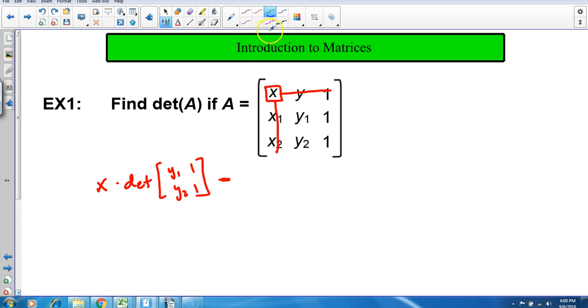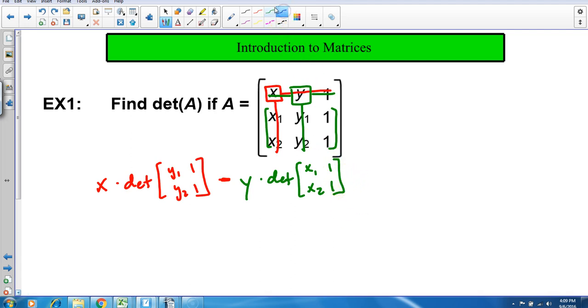We'll change colors, hopefully this will help you keep organized. I'm going to next subtract the next product. So my next product is Y. Again, we're going to eliminate that row and that column and take the remaining 2 by 2 matrix. So what's remaining? We've got the determinant of X1, 1, X2, 1.